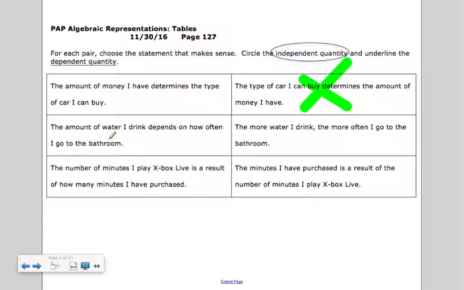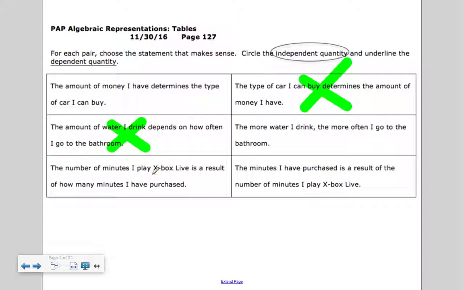The amount of water I drink depends on how often I go to the bathroom. The more water I drink, the more often I go to the bathroom. Well, that makes way more sense. It makes more sense with the more I drink, the more often I go.